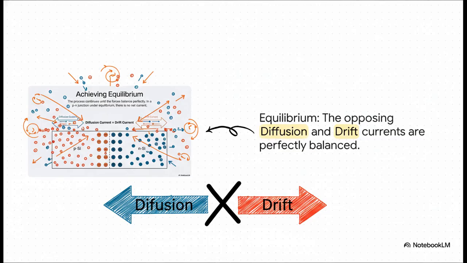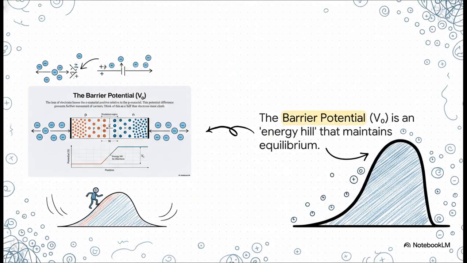Now, the really important thing to get here is that this is a dynamic equilibrium. It's not like everything just freezes. Oh no, electrons and holes are still diffusing one way, and minority carriers are still drifting the other way. But the two currents are now exactly equal in size and going in opposite directions. So the net result? Zero current flows across the junction. The system is perfectly, beautifully balanced. And this image is a fantastic way to picture the result.